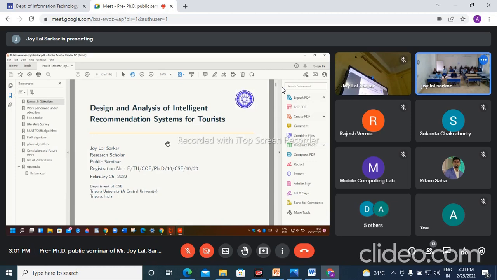All the aspects are present here. So myself, Sarkar, Department of Computer Science and Engineering, Tripura University. Today I'm going to present my public seminar, and the title of the topic is Design and Analysis of Intelligent Recommendation System for Tourism.